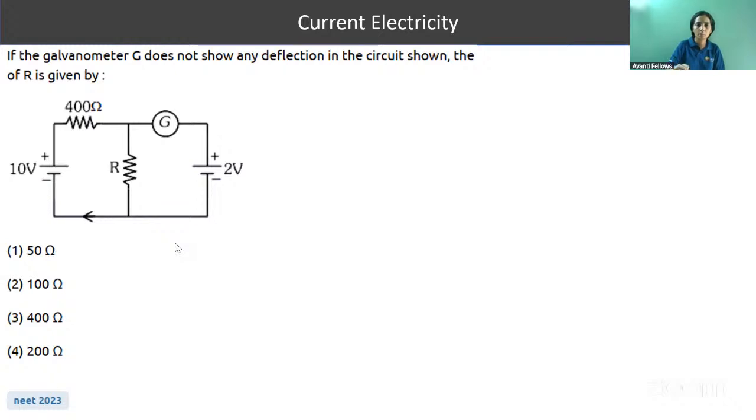Recheck once. So what is the question saying? There is no deflection in the galvanometer. What does this mean? It simply means there won't be current going in the galvanometer arm. The battery is here, suppose current I is coming out from here, so whatever current is coming here will go here, because in this arm there is no current. So if here current coming is I, here also current going will be I, because no current is going in the galvanometer arm. First thing.